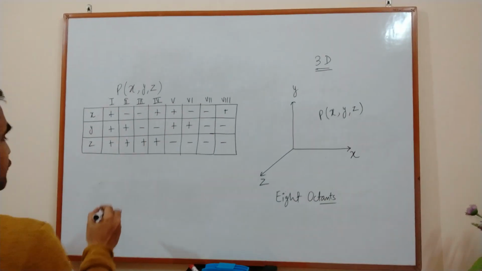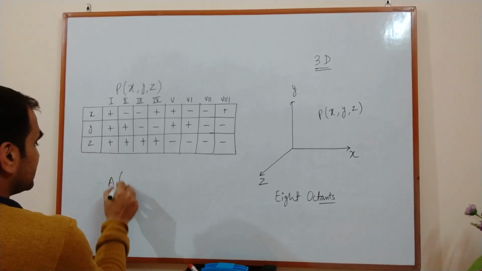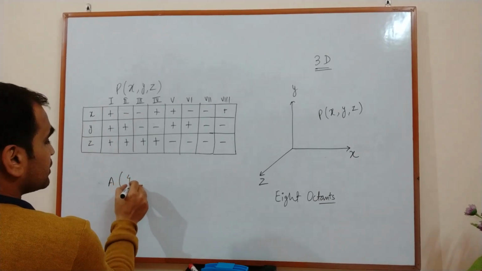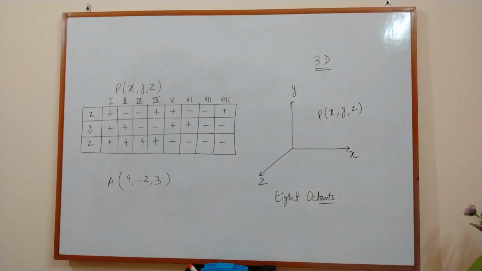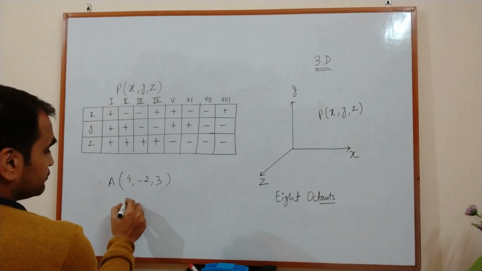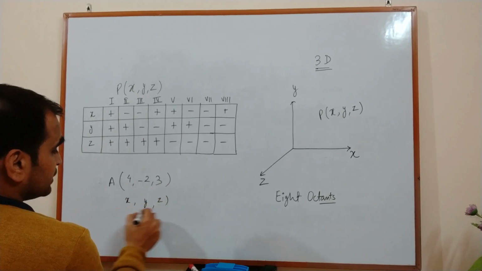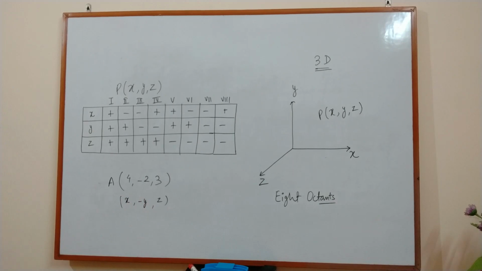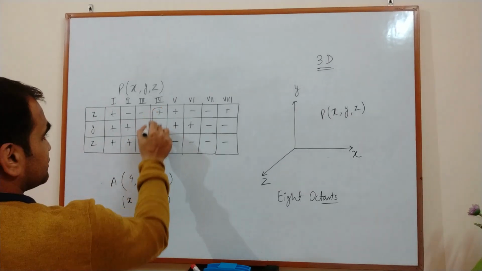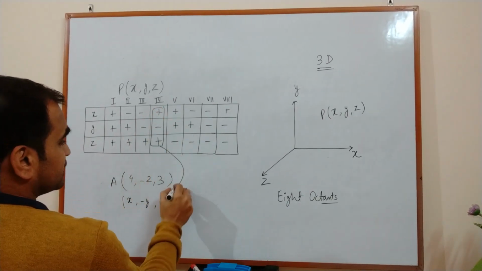For example, if you have a point A with the coordinates 4, minus 2 and 3. Now if you want to check in which octant this point lies, the x value is positive, the y value is negative, and the z value is also positive. So from this we can say this point lies in the 4th octant.